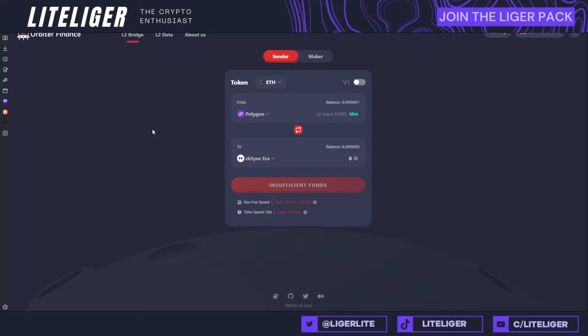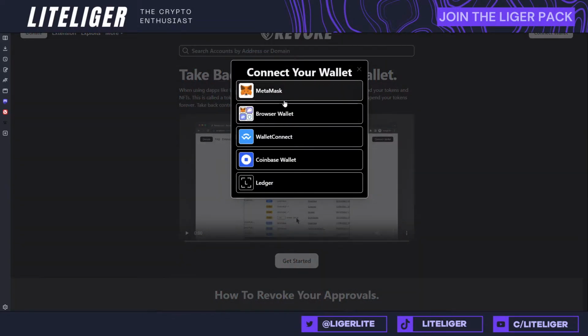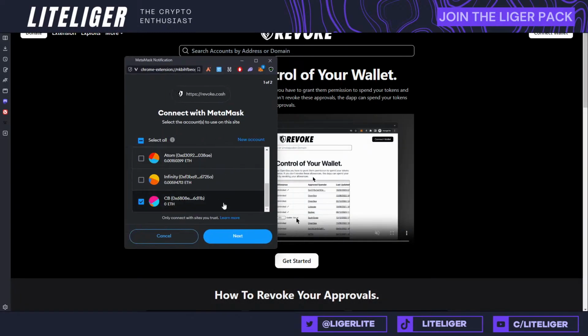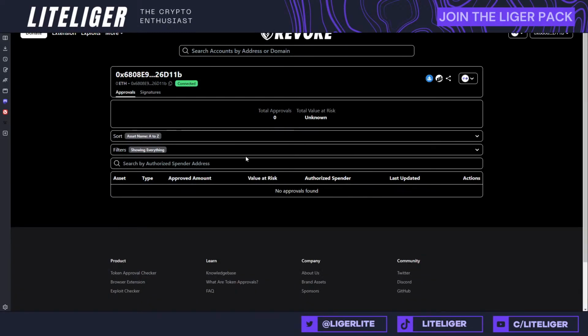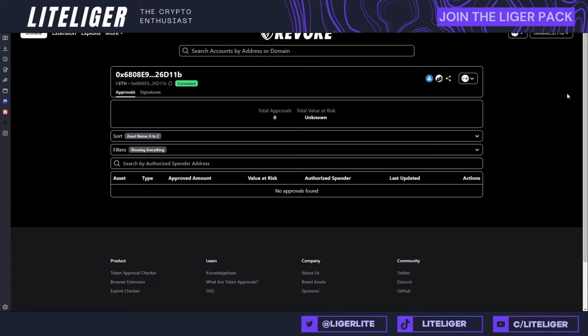So you can always revoke the access to these specific places by using revoke.cash. Let me add that there as well. And you can just connect your wallet. And here you can basically see the approvals you have given out. And here you can reverse all the transactions you're going to be doing. So pretty much every chain is here. Almost every chain is here. So this is good.